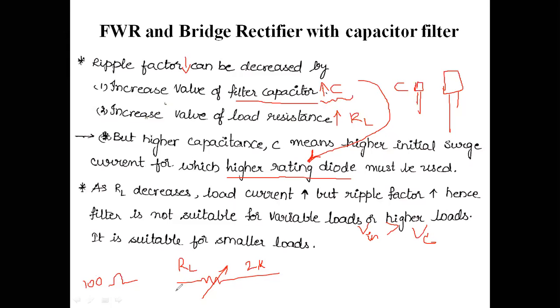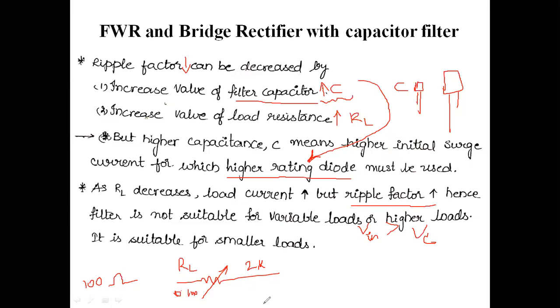Initially it is 0. Up to 100 I am getting a smaller ripple factor here. Beyond this 100, if I keep on increasing this load resistance, the ripple factor may increase here. So it is a variable resistor.